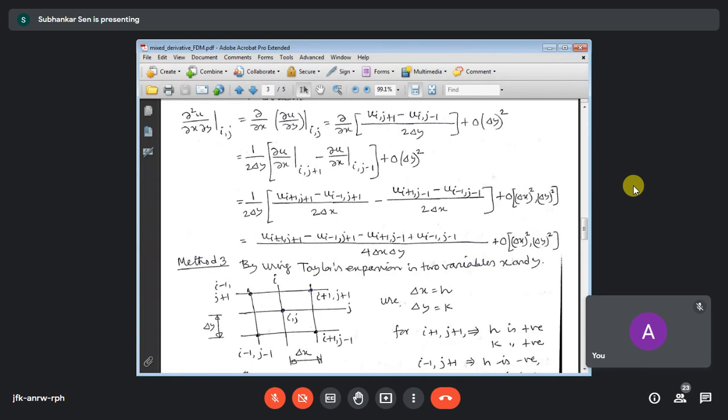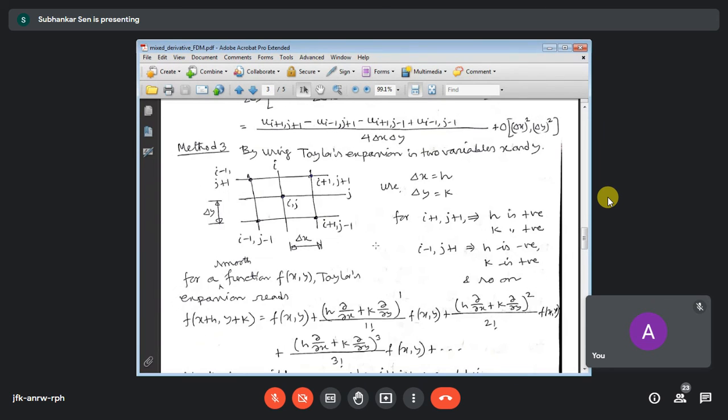So you will find that this arrangement will ultimately give you 4 delta x delta y into this mixed derivative, and this will be the order of accuracy. In Taylor's expansion, in this study material, we did not show the calculation of the truncation error. We are just showing that expansion and simplification will give you these terms.